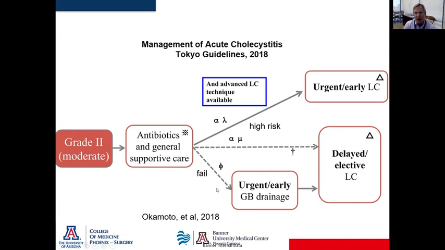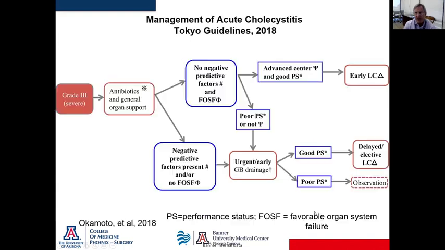Whereas those patients who are at high risk or fail early conservative treatment, consider early gallbladder drainage with delayed or elective laparoscopic cholecystectomy. And finally, for those patients with severe or grade 3 acute cholecystitis, again, these are patients who have some degree of organ failure. So again, antibiotics, general organ support. If patients have no negative predictive factors and favorable organ system failure, that is relatively rapidly improving, and you're an advanced center with good surgeons, early lap chole should be, again, the standard of care for these.